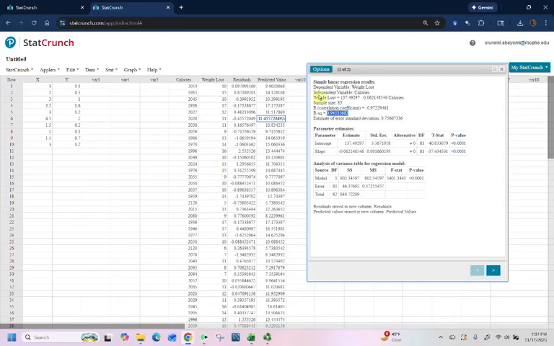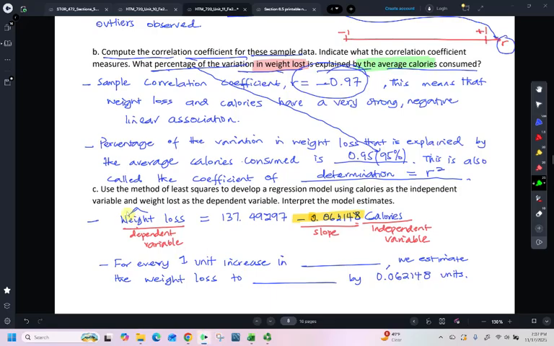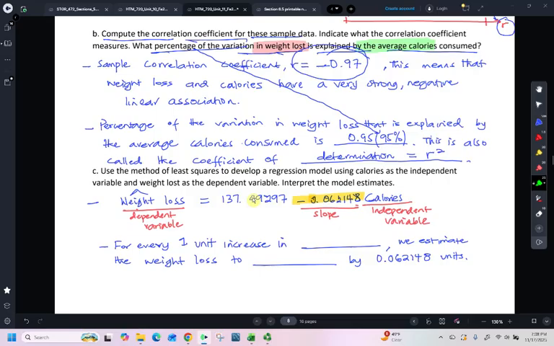I can see that this is my y equals, this is my m, and this is my x, m beside x, and then my b is 133.49297. So I have this equation, and I've brought it over here. So predicted weight loss is the intercept. This is my slope, my y-intercept. This is b, and this is my m, and this is my x.